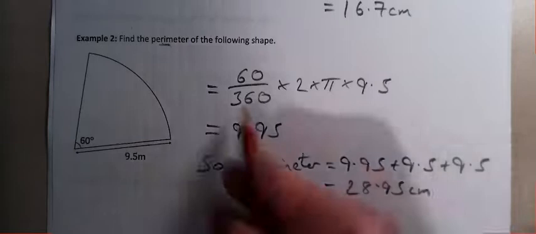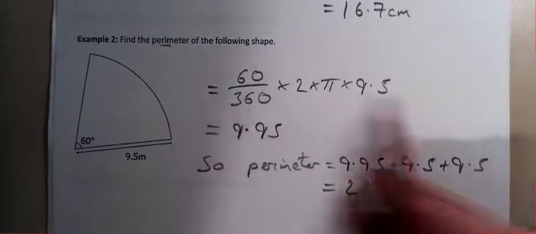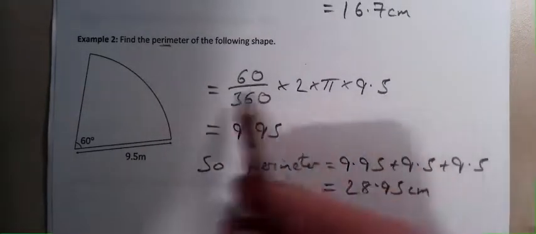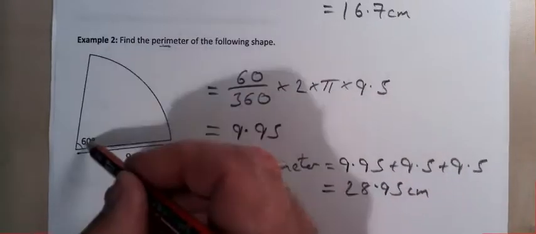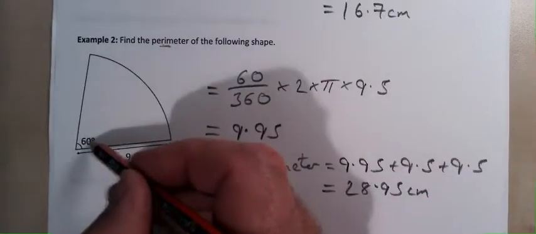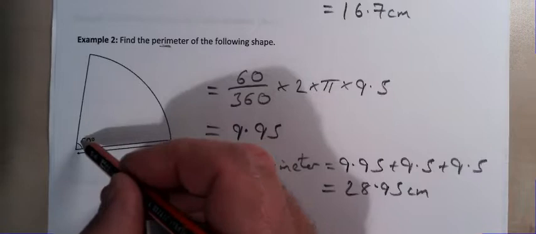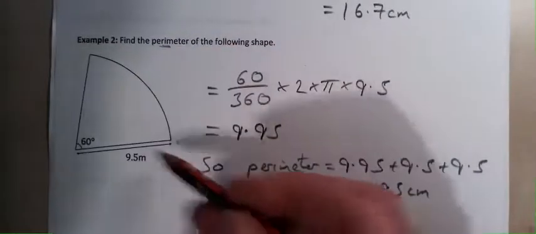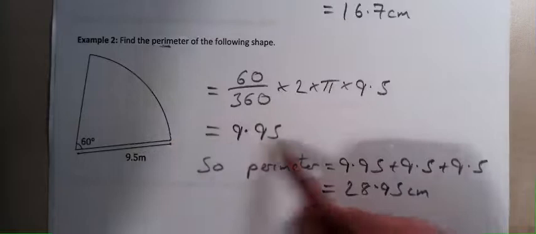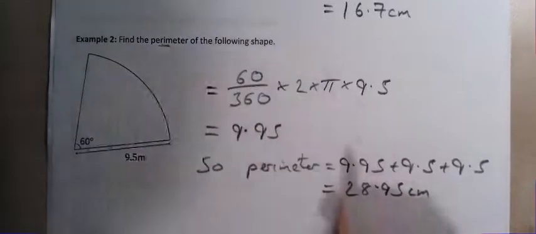Again, I'd be tempted not to use this formula. It does work very well, but I'd be tempted not to use it because it's quite hard to remember. I think 60 degrees is a sixth of 360 degrees, so I know it's a sixth of a circle. I would find the circumference of the whole circle divided by 6, and that would give me my 9.95, and then add 9.5 and 9.5 to it.